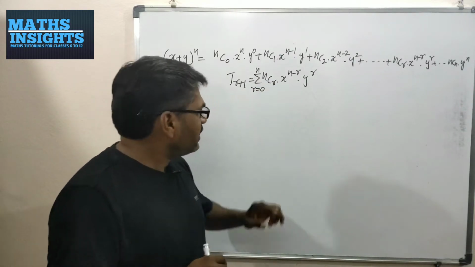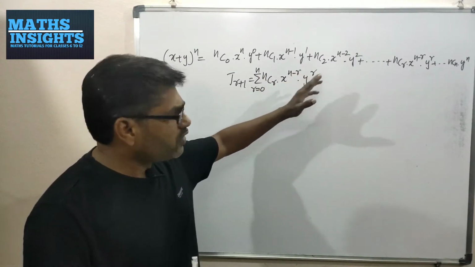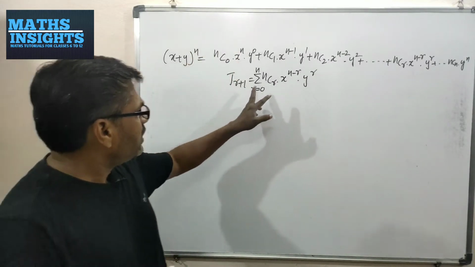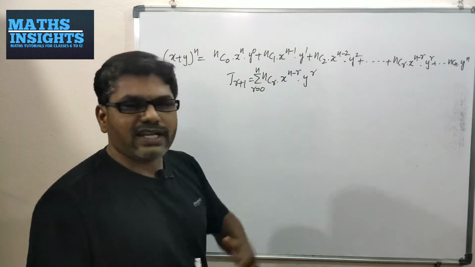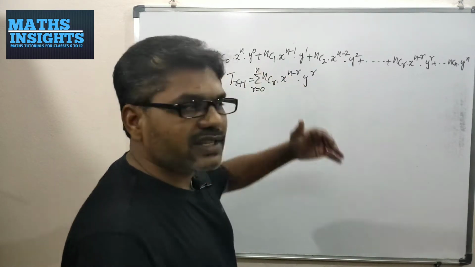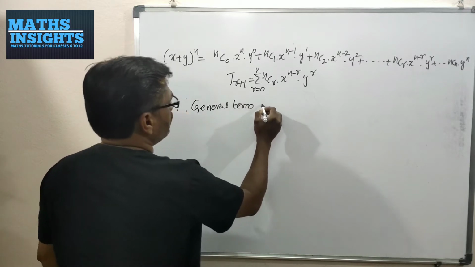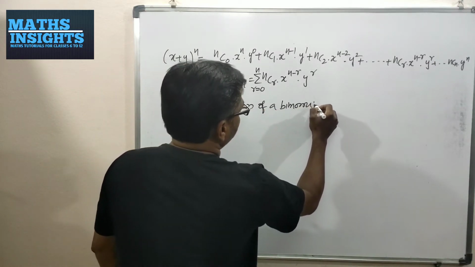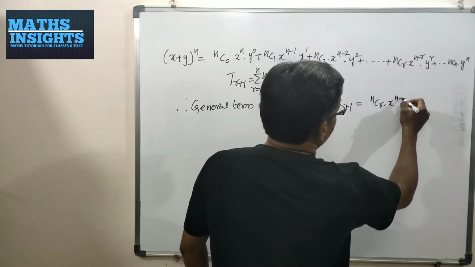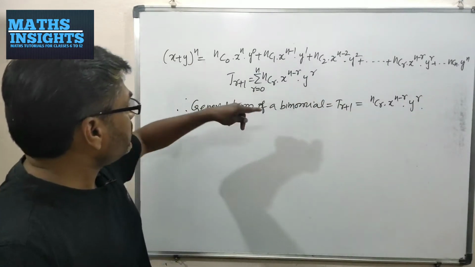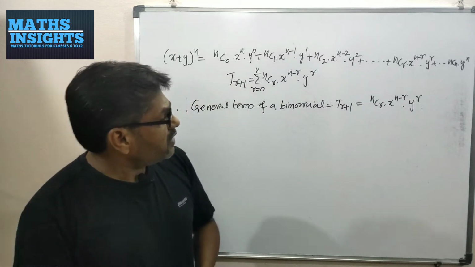So my dear students, if you put r = 0, then it becomes nC0 x^(n-0) y^0. You will get the first term. Similarly, if you place r = 2, you will get the third term. In this way, you can get any particular term by using this formula. Therefore, the general term of a binomial, you can write it as T(r+1) = nCr x^(n-r) y^r. When you write the summation, you have to use sigma notation. If you want to find any particular term, this is the formula, and then you can find any particular term.